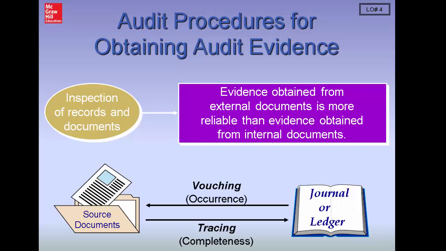Tracing is the opposite direction. Here what we're looking for is we're taking a sample of actual transactions, maybe shipping documentation, or if we're looking at fixed assets, maybe a sample as we're walking through the organization, identifying fixed assets, and then we are tracing those to the journal or the ledger. So what we're looking for in completeness is we're making sure that all the transactions that should be reported are actually reported.